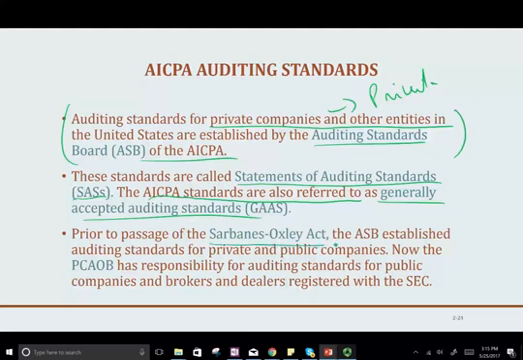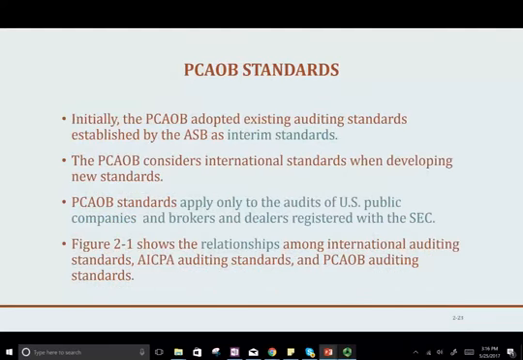Prior to the passage of Sarbanes-Oxley, as I told you, the ASB established the auditing standards for both private and public. Now the PCAOB has the responsibility for setting the auditing standards for public companies and broker-dealers registered with the US. So obviously there's a lot of similarity between the AICPA and PCAOB, which is private and public, and both of them have similarities with the international standards on auditing. So basically there's a lot of, not conversion, but a lot of similarities.